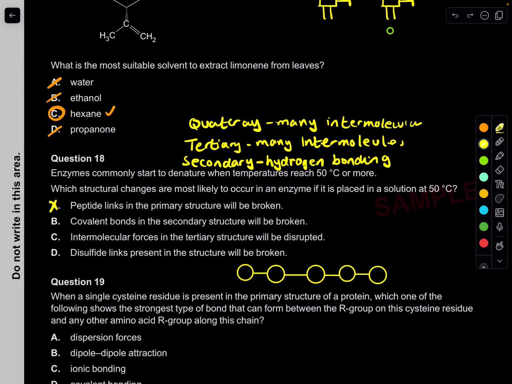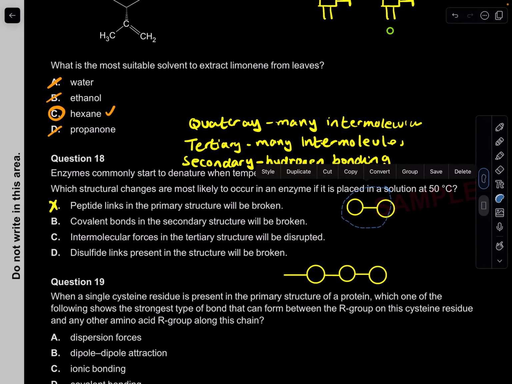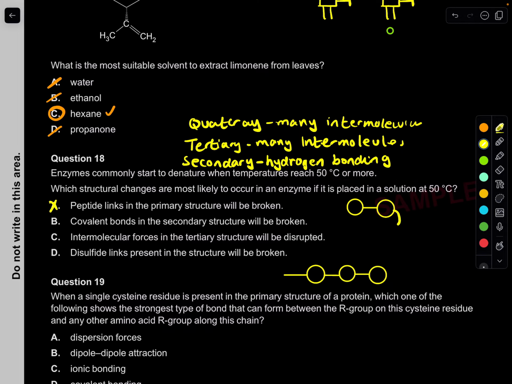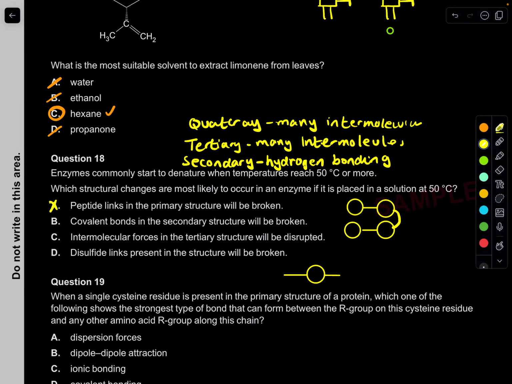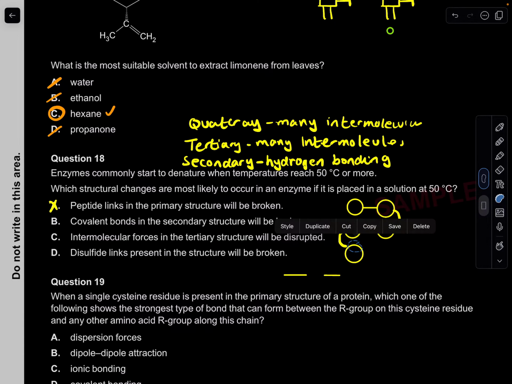Next one. Covalent bonds in the secondary structure will be broken. Rubbish. So in the secondary structure, remember what happens? There's hydrogen bonding. So let's say you have this here. What happens is you get hydrogen bonding. So it kind of bends. It's what folds it. It's those hydrogen bonds. The tertiary structure is when the primary structure folds. So imagine this here, when this structure is basically folding like this. You can see that it's kind of folding.